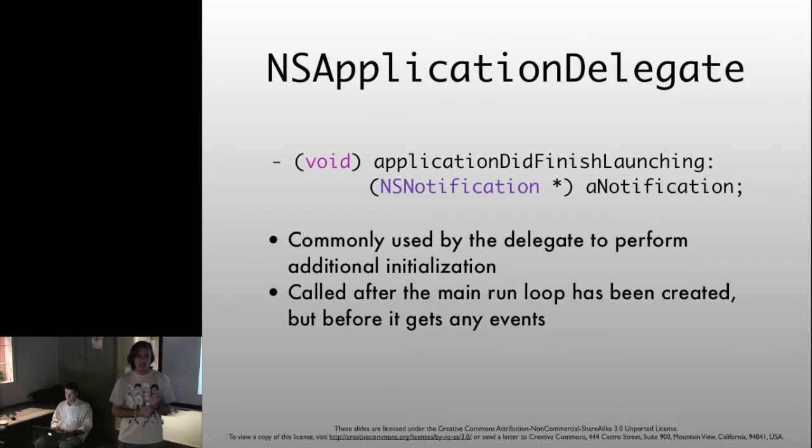NSNotification is just a really simple class that wraps up the notifications. There are a lot of different notifications that can be sent. There's a launching notification, there's a quit notification, there's a hide notification, there's a minimize notification. And so that class just wraps up which notification is being passed to these different event handlers.